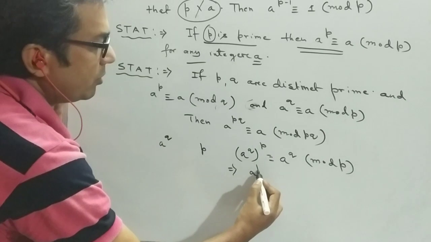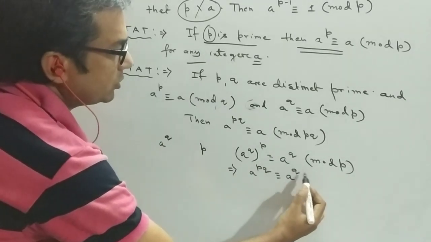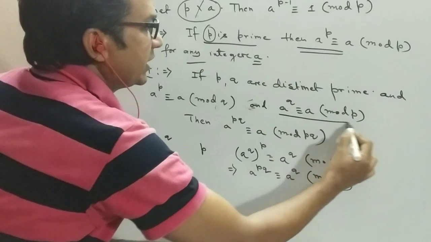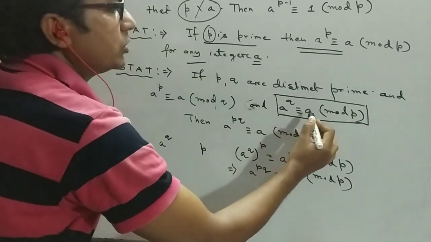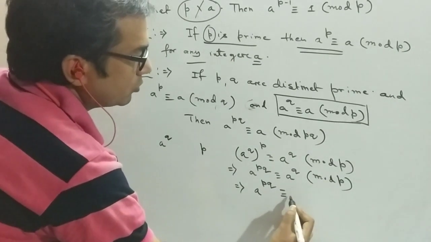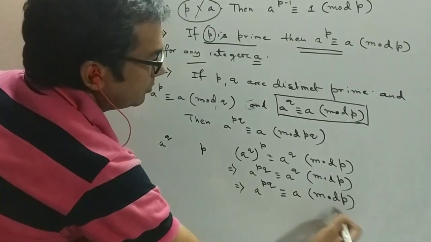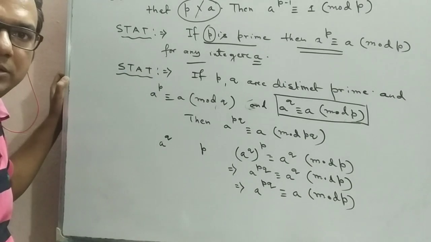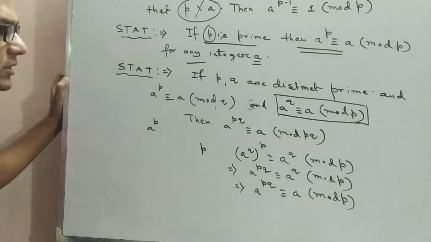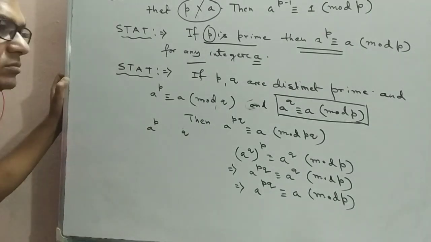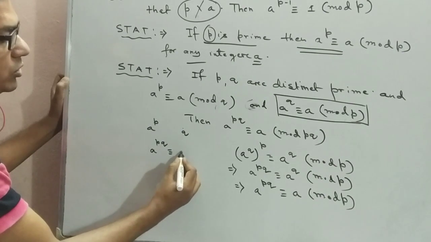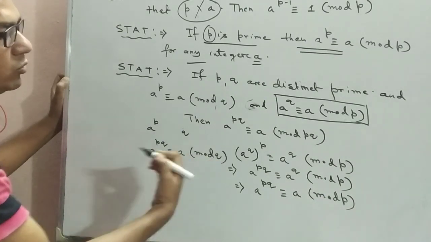This implies a^(pq) ≡ a^q (mod p). And from the given statement, a^q ≡ a (mod p), that is, a^(pq) ≡ a (mod p). Similarly, if we take any integer a to the power p and prime q, then we get the result a^(pq) ≡ a (mod q) also.